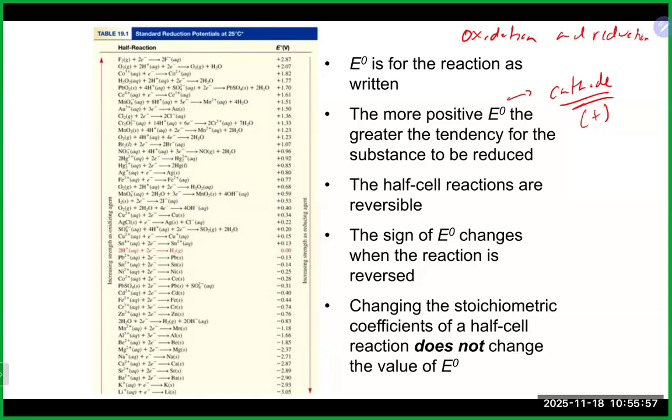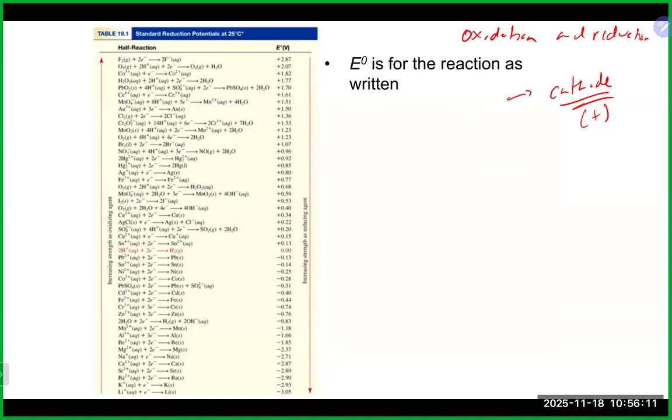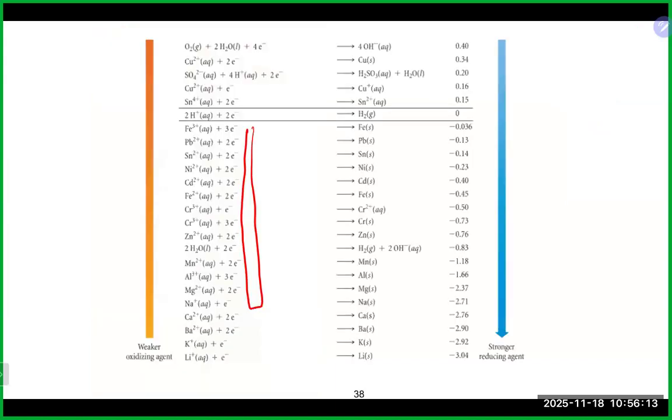So if you need to multiply that half reaction just to write the balanced equation, it will not do anything to the values that you find here. First off, any questions on that? All right, so now let's go back to that equation I mentioned that could be minus or positive.